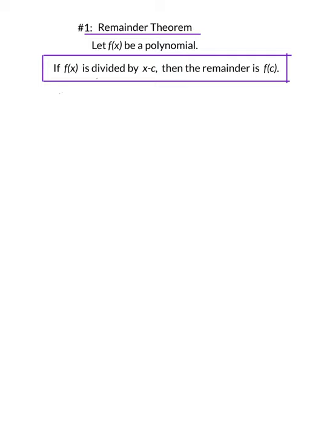So here it is. This is the Remainder Theorem. It says let f of x be a polynomial. If f of x is divided by x minus c, then the remainder is f of c. Before we go over an example, let's review the division algorithm for polynomials.